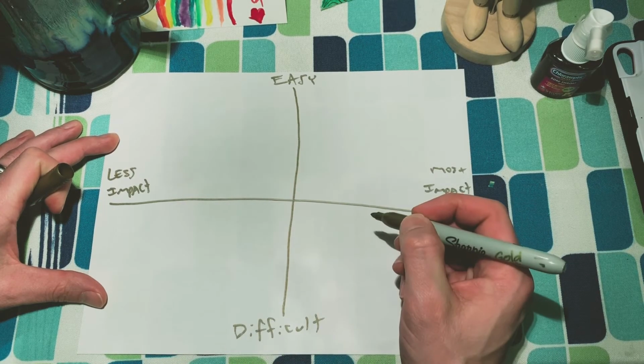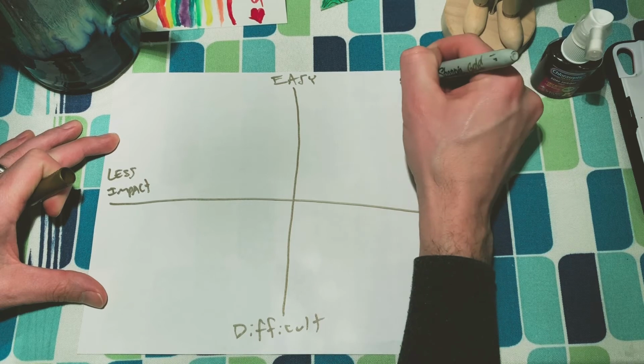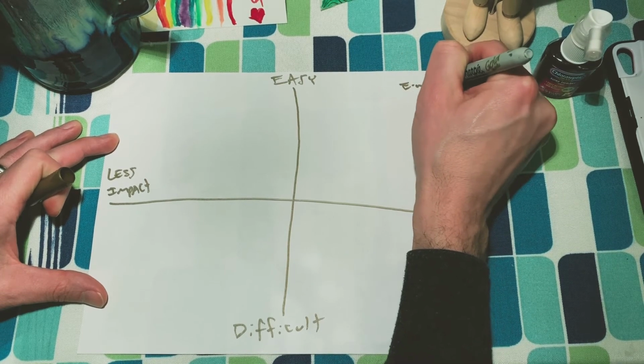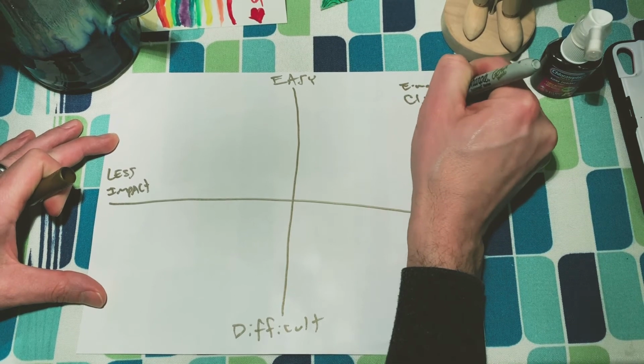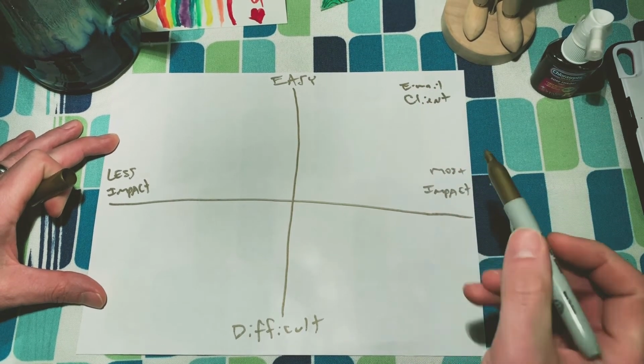So maybe for that week, I'll need to send out an email to somebody, right? But that email is gonna have a big impact on my business that week because I'm setting up a podcast interview. So I'm gonna put that really at that top right corner where it's the most impactful but the easiest to do, and I'm gonna do that right away because I know that's really gonna move the needle this week. So that's a big priority for me.